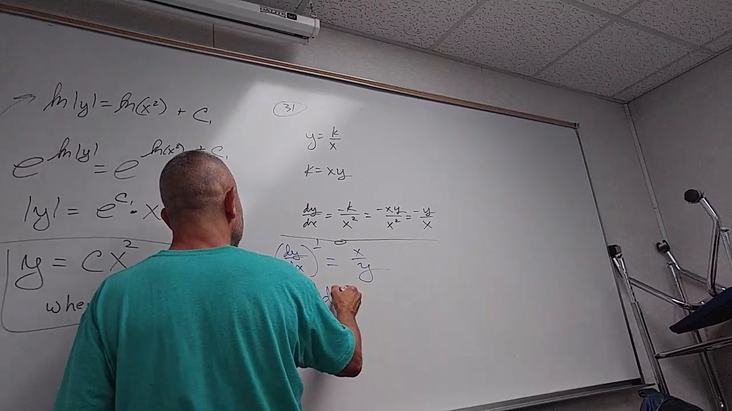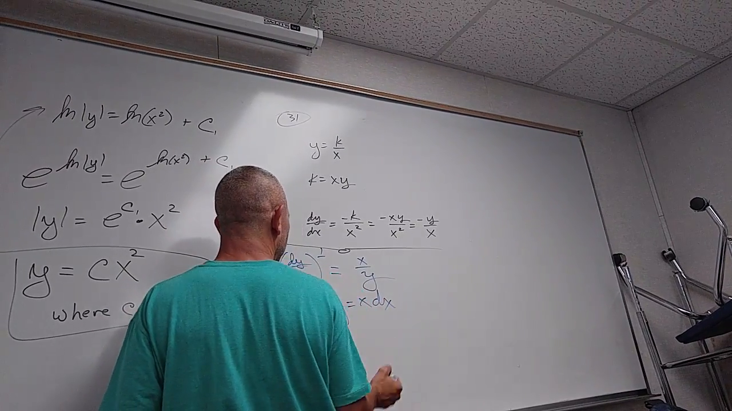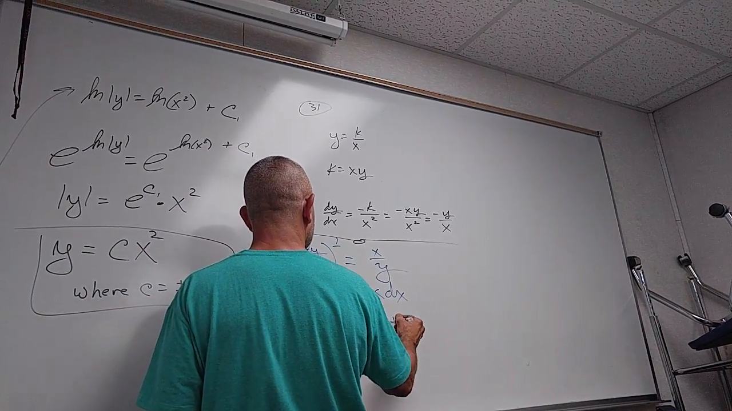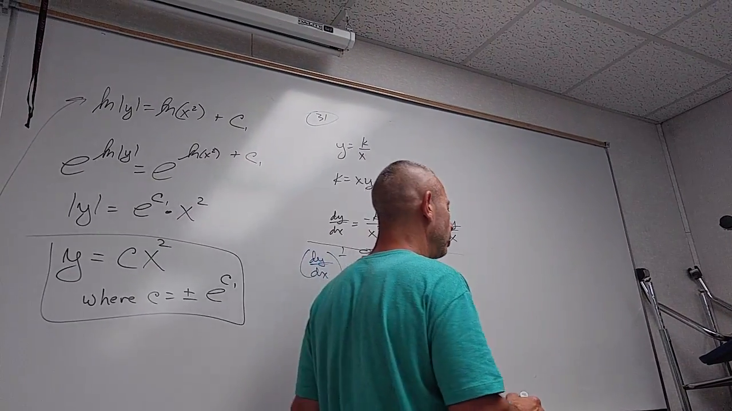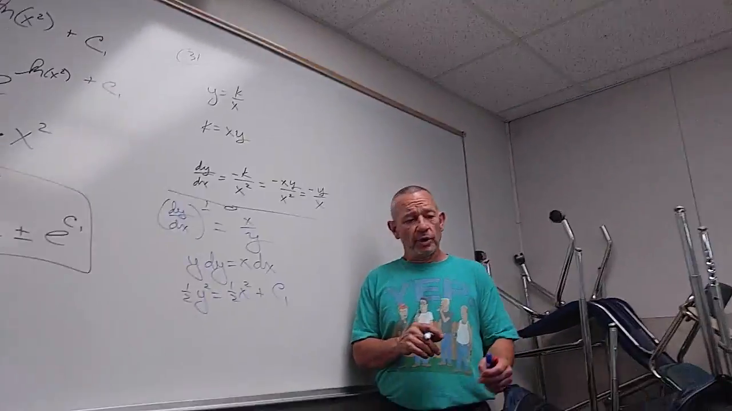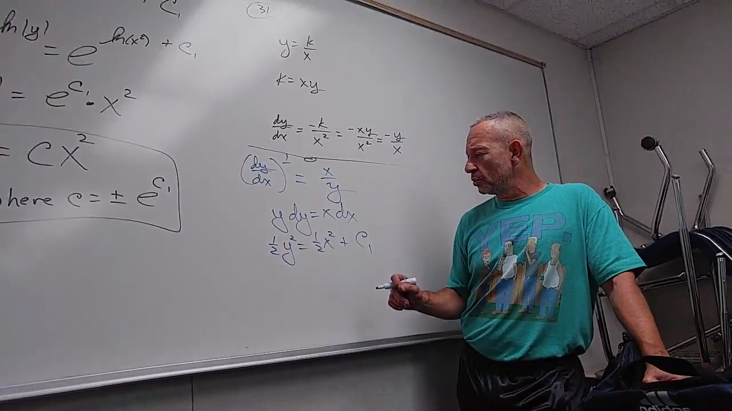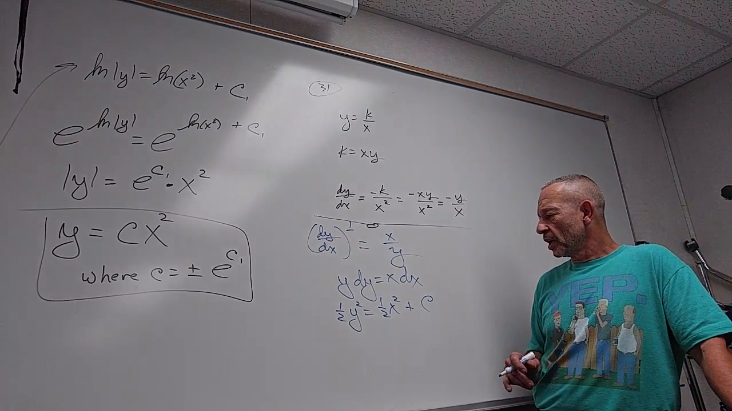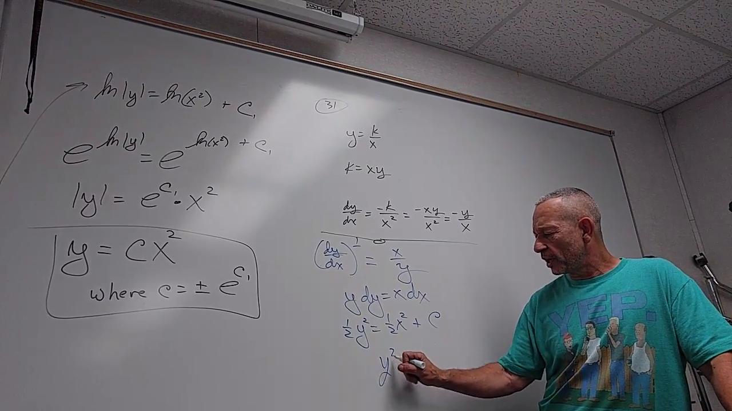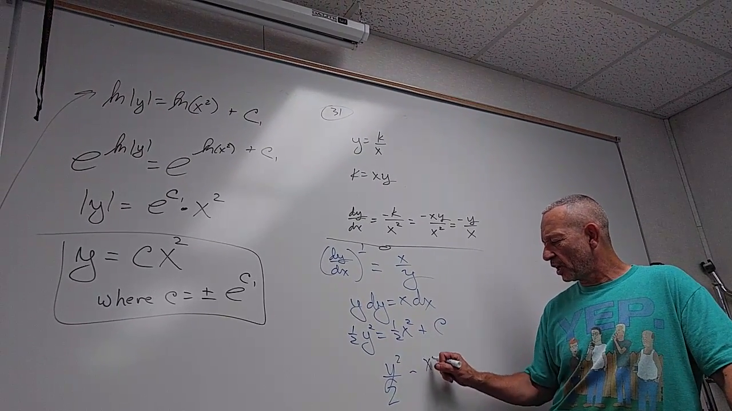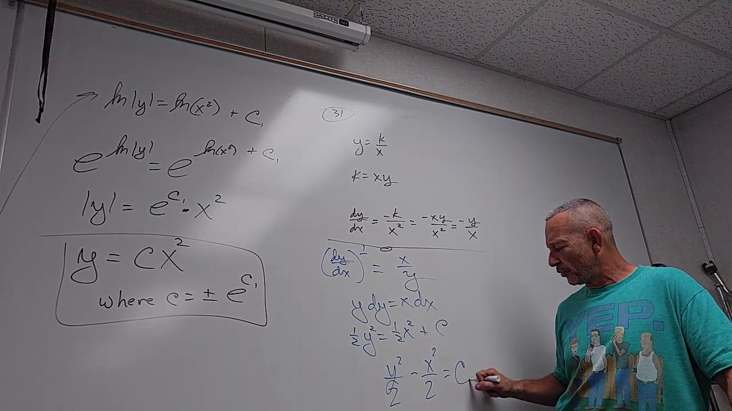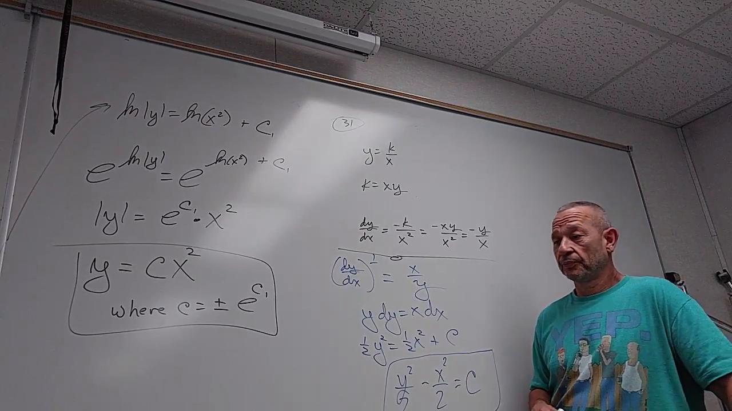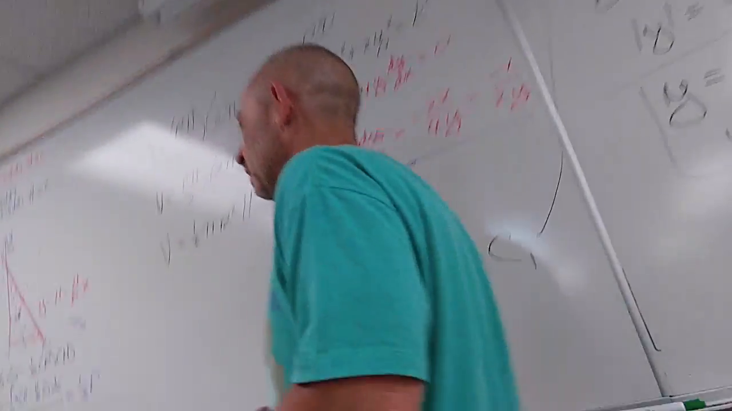So y dy equals x dx, or 1/2 y squared equals 1/2 x squared plus an arbitrary constant which we'll call c1. And then if we multiply through by 2, I guess we ought to leave it this way, huh? So we'll just leave it as c. And we'll write it as y squared over 2 minus x squared over 2 equals c. And that's a family of hyperbolas, isn't it? Unless c is 0 and then it's intersecting lines.